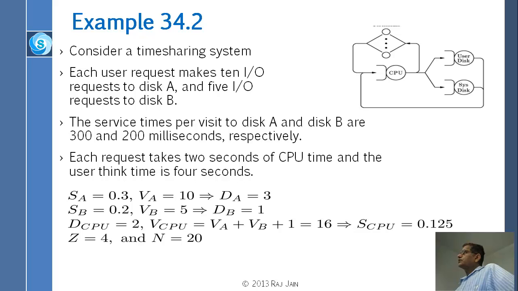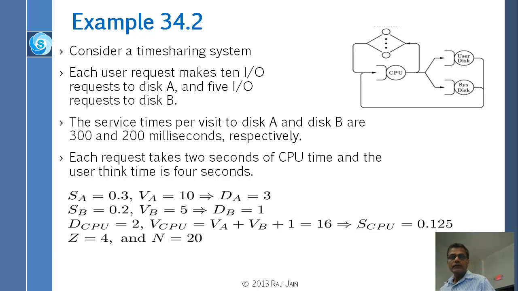Then each request takes 2 seconds of CPU time and the user think time is 4 seconds. So we noted this down. What this means, D_CPU equal to 2 and Z equal to 4. D_CPU equal to 2, we know the visits to the CPU, which is equal to V_A plus V_B plus 1, 16. So we know S_CPU is 0.125, basically 2 divided by 16 is 1/8. And Z is equal to 4 and N equal to 20. So we are given all of this with 20 users.